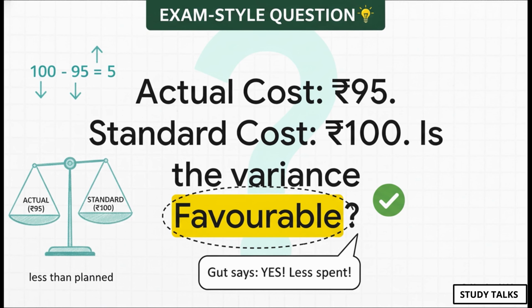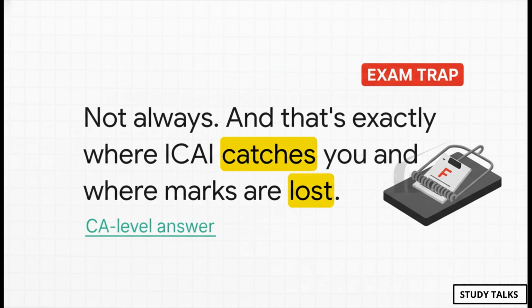Your first instinct is probably screaming, yes, of course, we spent less than we planned. But what if I told you the answer is not always? And this, my friends, is a classic ICAI trap. This is exactly where so many students lose easy marks because they're not thinking one step ahead. Understanding this little nuance is what makes it a CA-level answer, so let's make sure you never fall for this again.